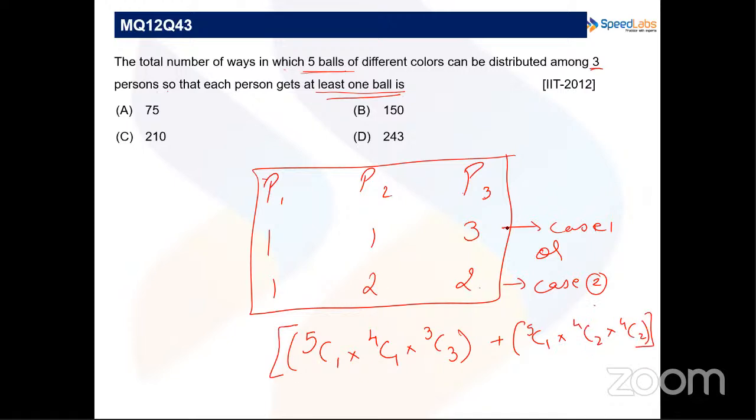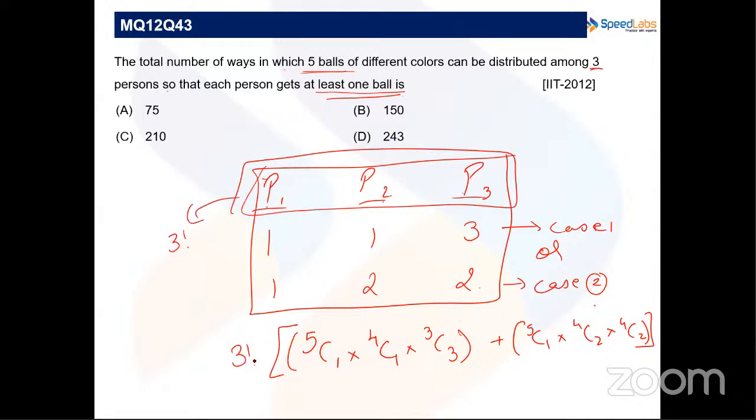Now these options can be arranged. See, p1, p2, p3, we can arrange. We can write p2 here, we can write p1 here, we can write p3 here. So p1, p2, p3 can themselves be arranged in 3 factorial ways. So on solving this value, you will get 150 as your answer. So the correct option is option B. Correct, Manvi. Now, moving to the next question.